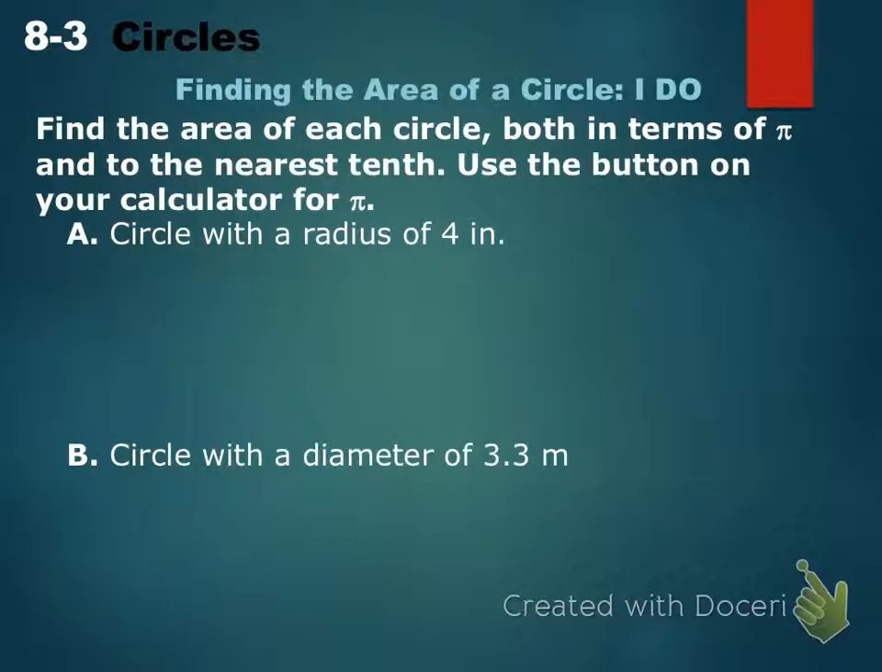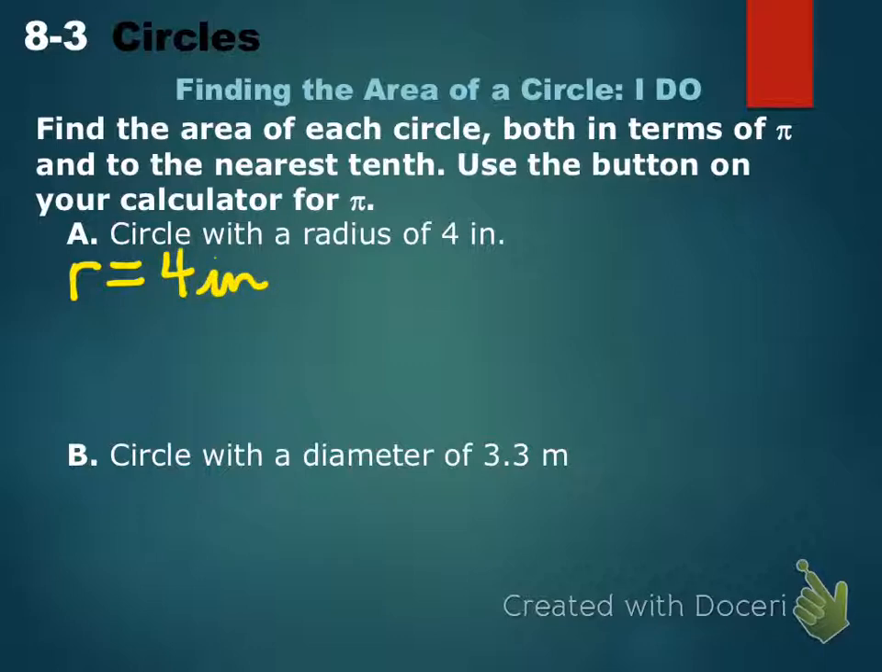If you look at our first example here, it says find the area of each circle, both in terms of pi and to the nearest tenth. Use the button on your calculator for pi. So what we're going to do is we have a circle with a radius of 4 inches. So we have a radius equals 4 inches.